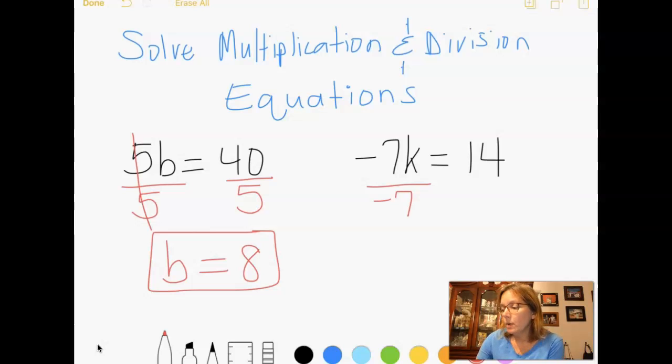And whatever I do to one side, I have to do to the other. Remember, anything divided by itself equals 1. So I'm just left with 1k or k. And then 14 divided by negative 7, think of your integers rules. When there's one negative, the answer is negative, and 14 divided by 7 is 2. Okay?